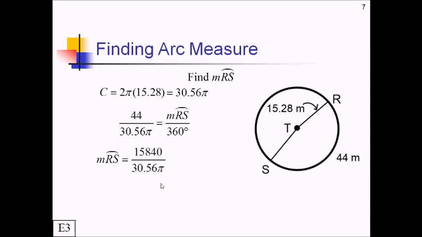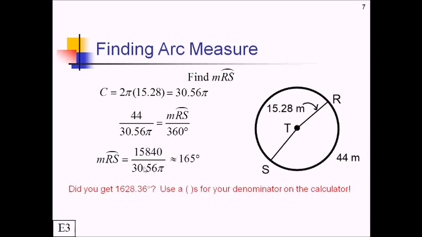We just have to divide that now by 30.56 pi. So go ahead and do that. And if you've done this correctly, you should get a value roughly equal to about 165 degrees. Wait a sec, some of you might be saying, I didn't get that number. I got something like 1,628.36 degrees. What could have gone so horribly wrong?